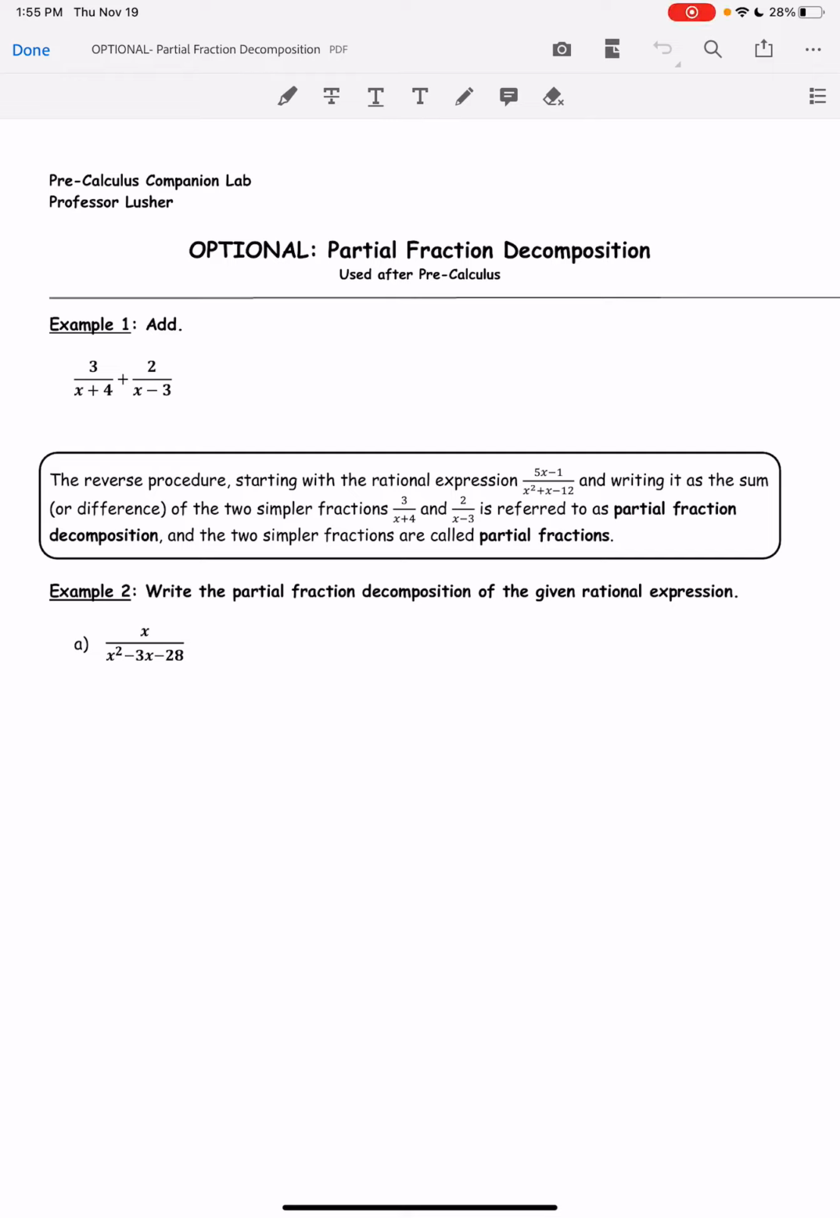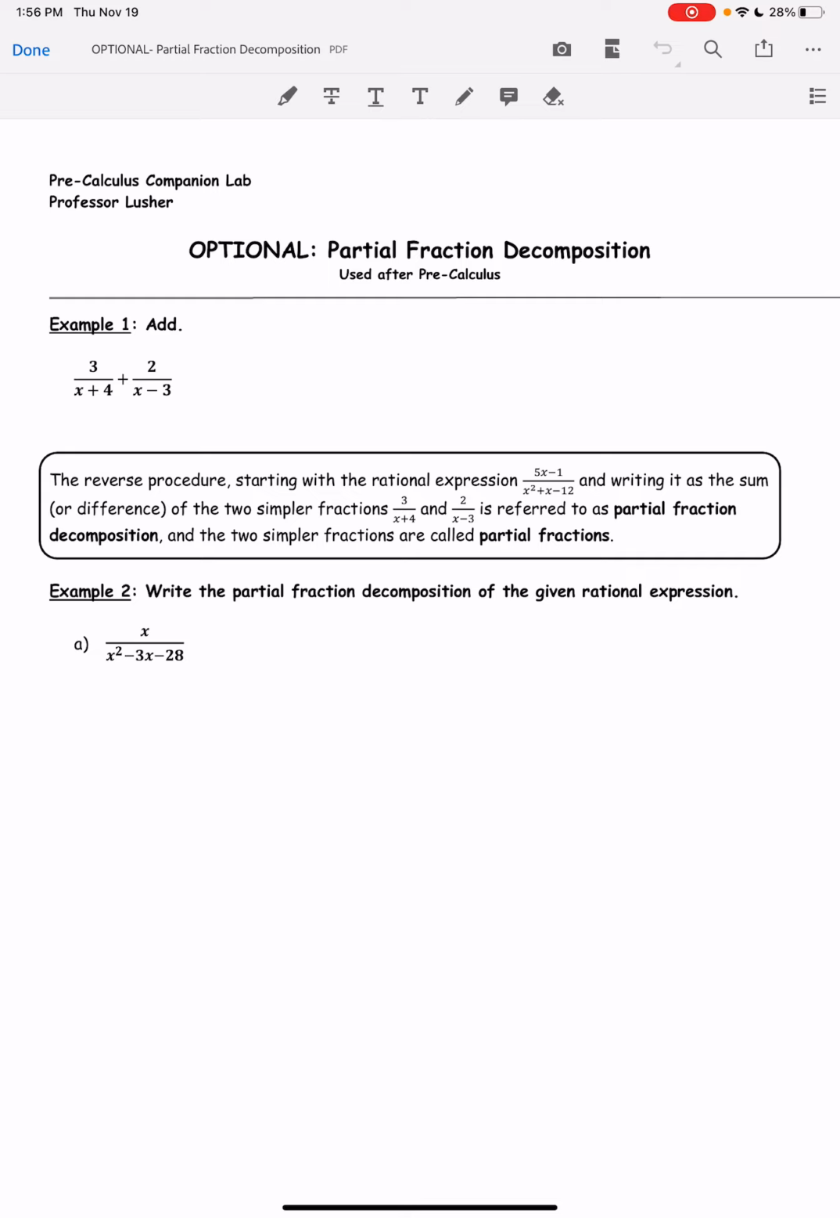Hey everyone, welcome to your optional lesson. So again, you don't have to do this assignment, but if you do choose to do it, it will replace your lowest grade. So if you have a 0 on something, or if you have a 50, this will replace whatever that lowest grade is that you have in the class.